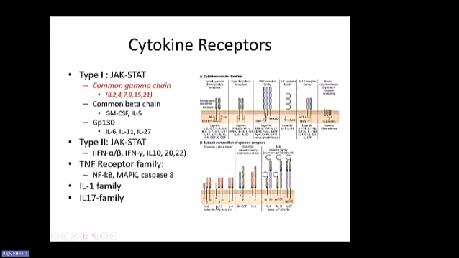So common gamma chain, and then the other structure can be different. They can bind to these cytokines. Again, you have to memorize these numbers: 2, 4, 7, 9, 15, 21. Common beta chain: GM-CSF and IL-5.